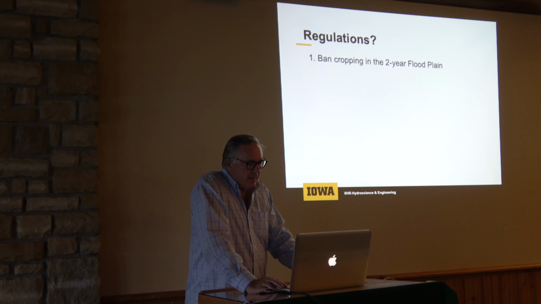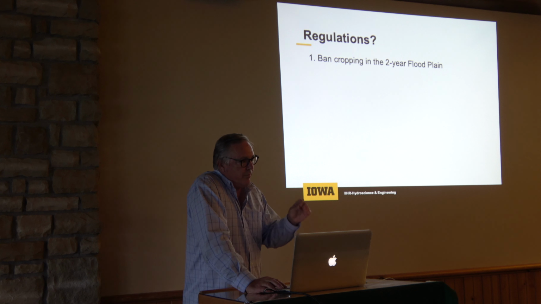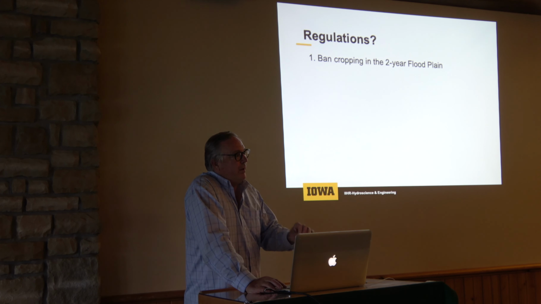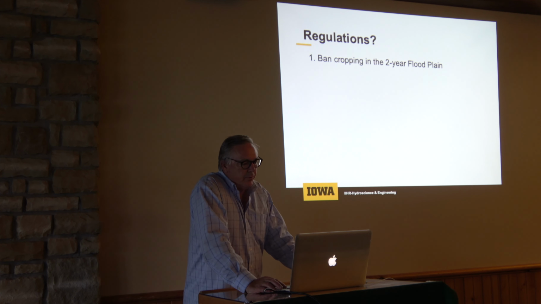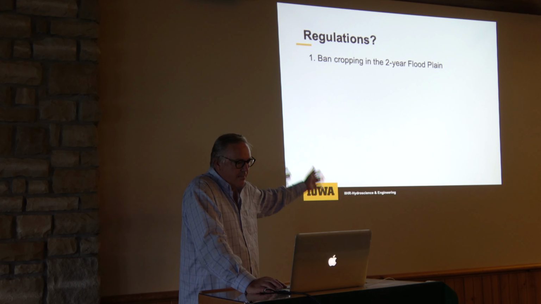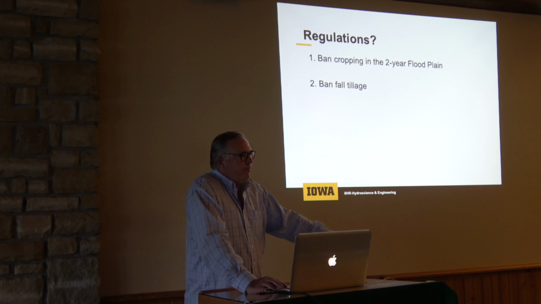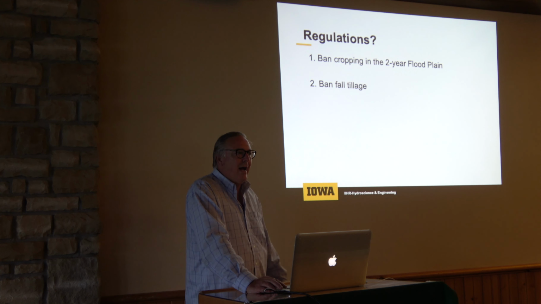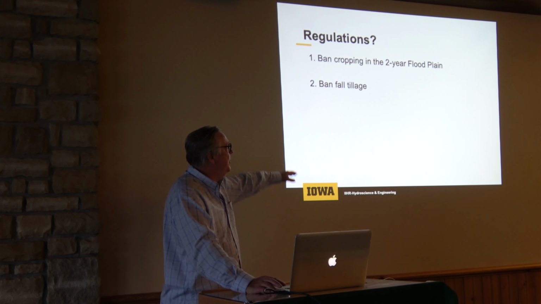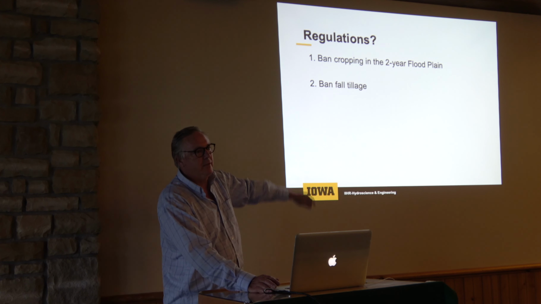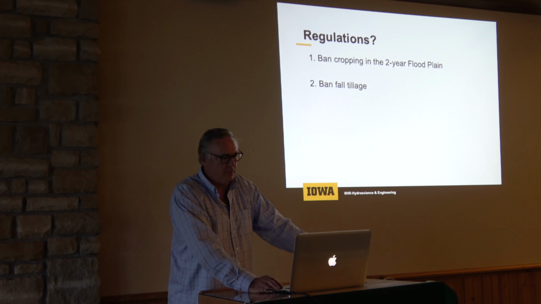And so can we regulate? Well, regulation is not going to inoculate our water from pollution. People should understand that. But it can help us at least start changing this structure of things that produces the pollution. So, I have my 5 things. Ban cropping in the 2-year floodplain. We have 400,000 acres in Iowa that are cropped in the 2-year floodplain. Why are we doing that? Every other year, the inputs to that land go to the Gulf of Mexico.